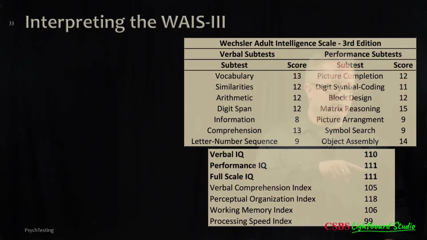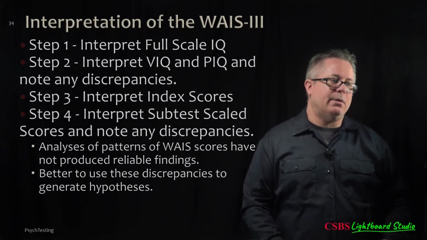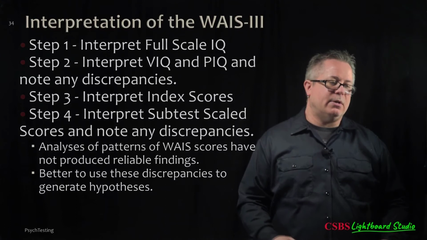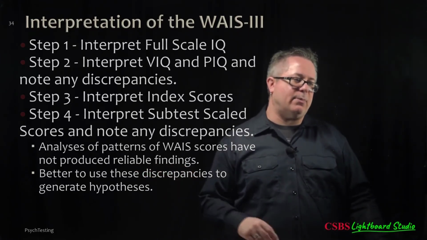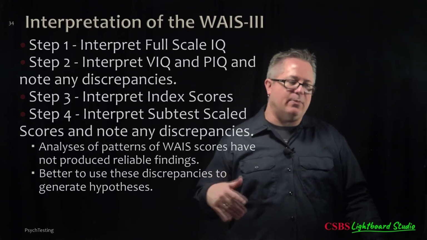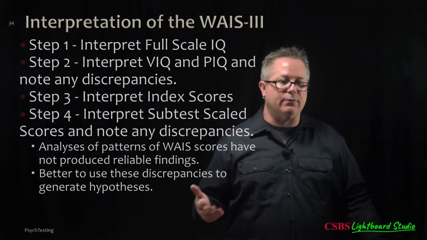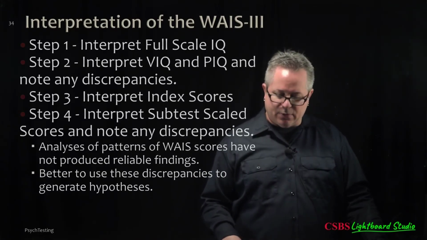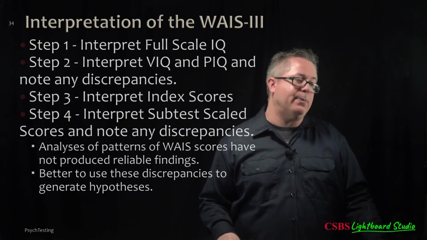If one of these other scales is lower by some margin, I'm not sure what, it might give you an indication of where a person's strengths or weaknesses might be. You can interpret index scores, interpret the subtest scaled scores, and note any discrepancies. Analyses and patterns of the WAIS scores have not produced reliable findings, meaning that each time it's been done, they're getting different results, different information. So it's better to use these discrepancies to generate hypotheses than to make any conclusions from them.